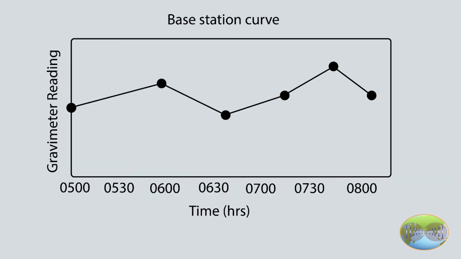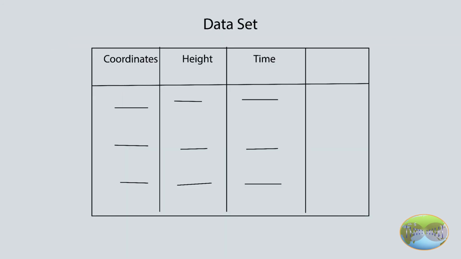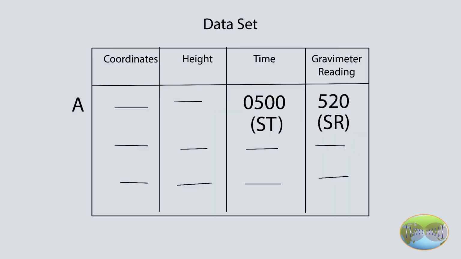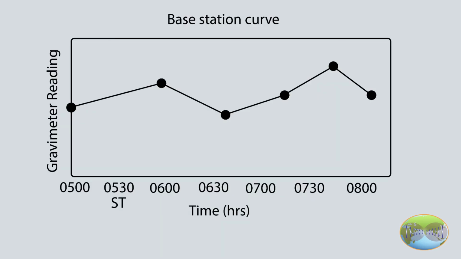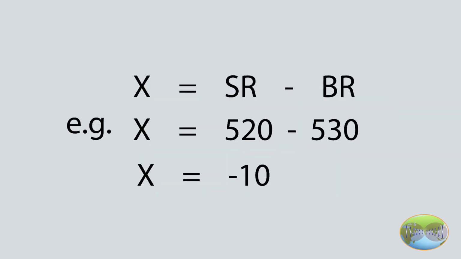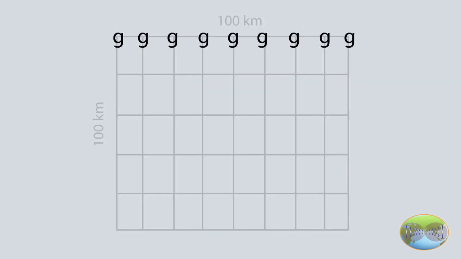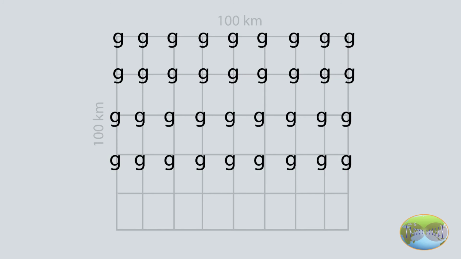Now what you have is a survey dataset where you have coordinates, time, and gravimeter reading, a base station curve, and an absolute gravity value at the base. Now go to your dataset, start with any reading, take the corresponding time, find it on the base curve, and take the corresponding gravimeter reading. Now you need to subtract this reading from the survey reading. Whatever value you got, positive or negative, multiply it with the scale of the gravimeter, then add it to the absolute value at the base. Then you will produce the absolute gravity value at your survey point. If we repeat this for all the grid points, we have an absolute value for every point.